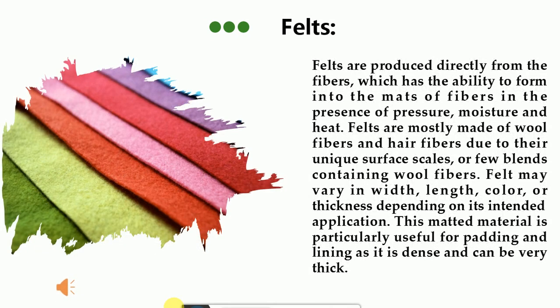Felts are produced directly from the fibers, which have the ability to form into mats of fibers in the presence of pressure, moisture, and heat. Felts are mostly made of wool fibers and hair fibers due to their unique surface scales, or a few blends containing wool fibers. Felt may vary in width, length, color, or thickness depending on its intended application. This matted material is particularly useful for padding and lining as it is dense and can be very thick.